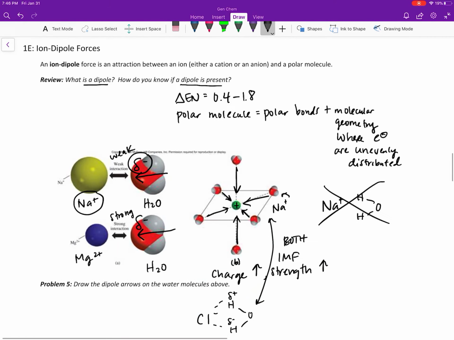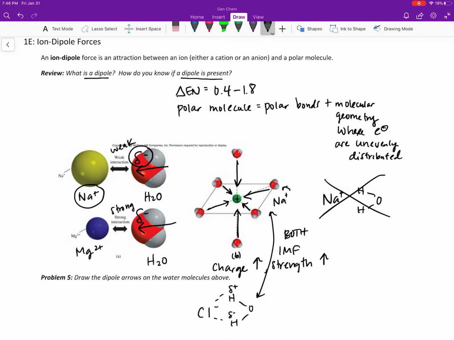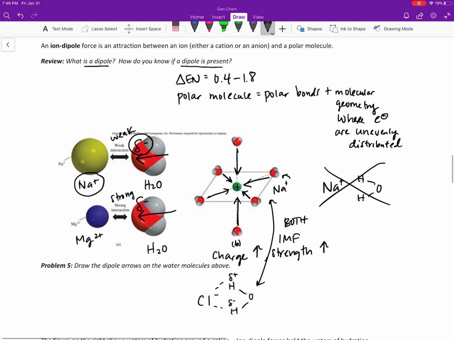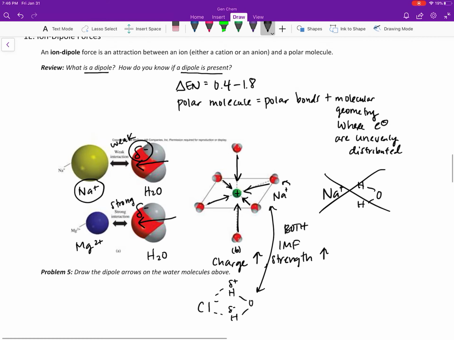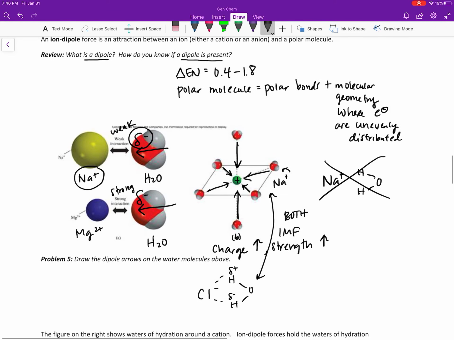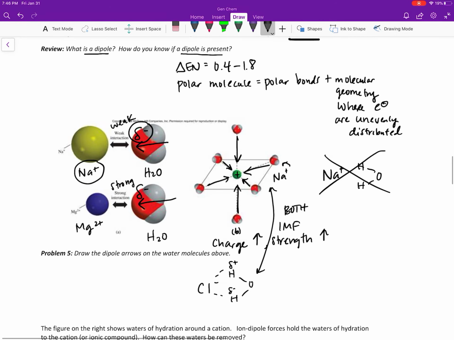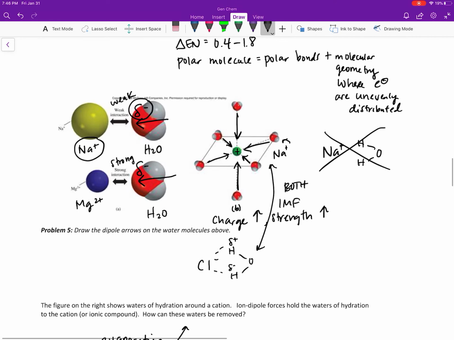So then we talked specifically about the forces. The ion-dipole was the first, and this was a force that exists between a cation, like sodium or magnesium, and a polar molecule, or an anion like chloride or bromide and a polar molecule, with the most common polar molecule probably being water. And so we reviewed dipole, knowing when a dipole is present.